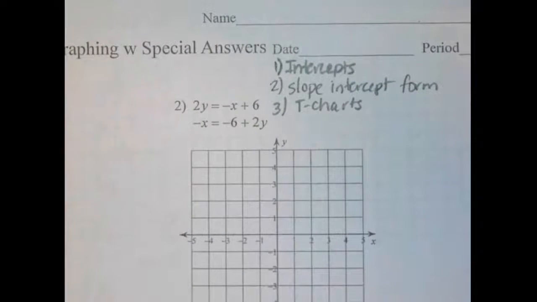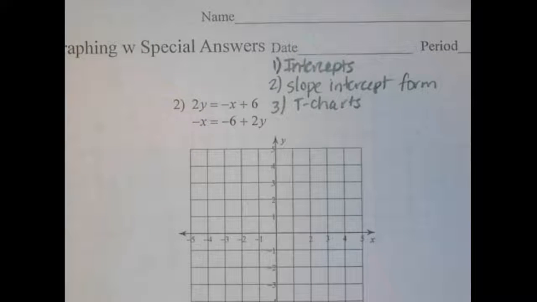Okay, so those are 3 ways that I can solve this problem and graph it. Pick which one works for you. My personal favorite is slope-intercept because it's less work. It's just one equation. Intercepts is easy because you use 0, but it's 2 equations. And T-chart is 3 equations. Right? So I'm going to go ahead and use slope-intercept form.